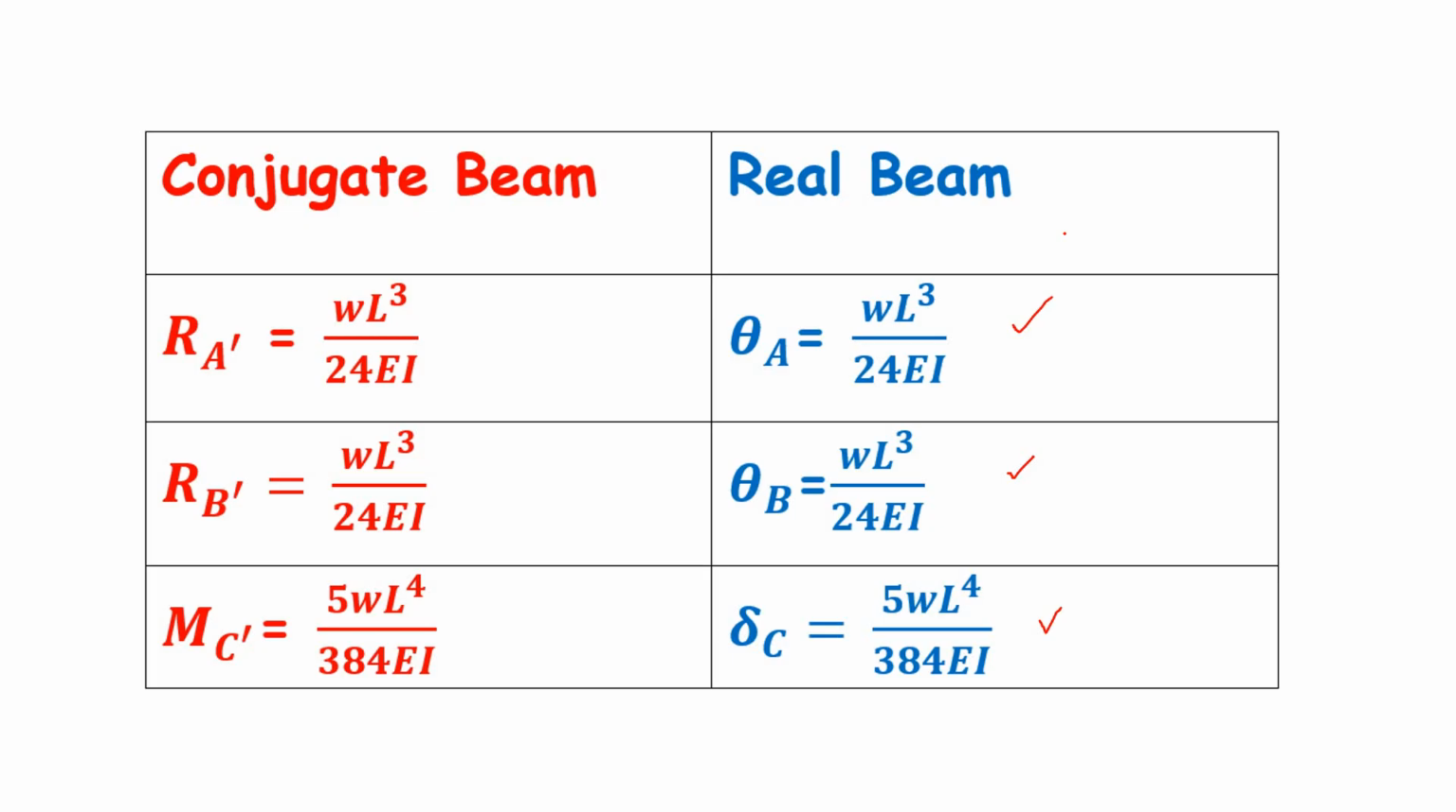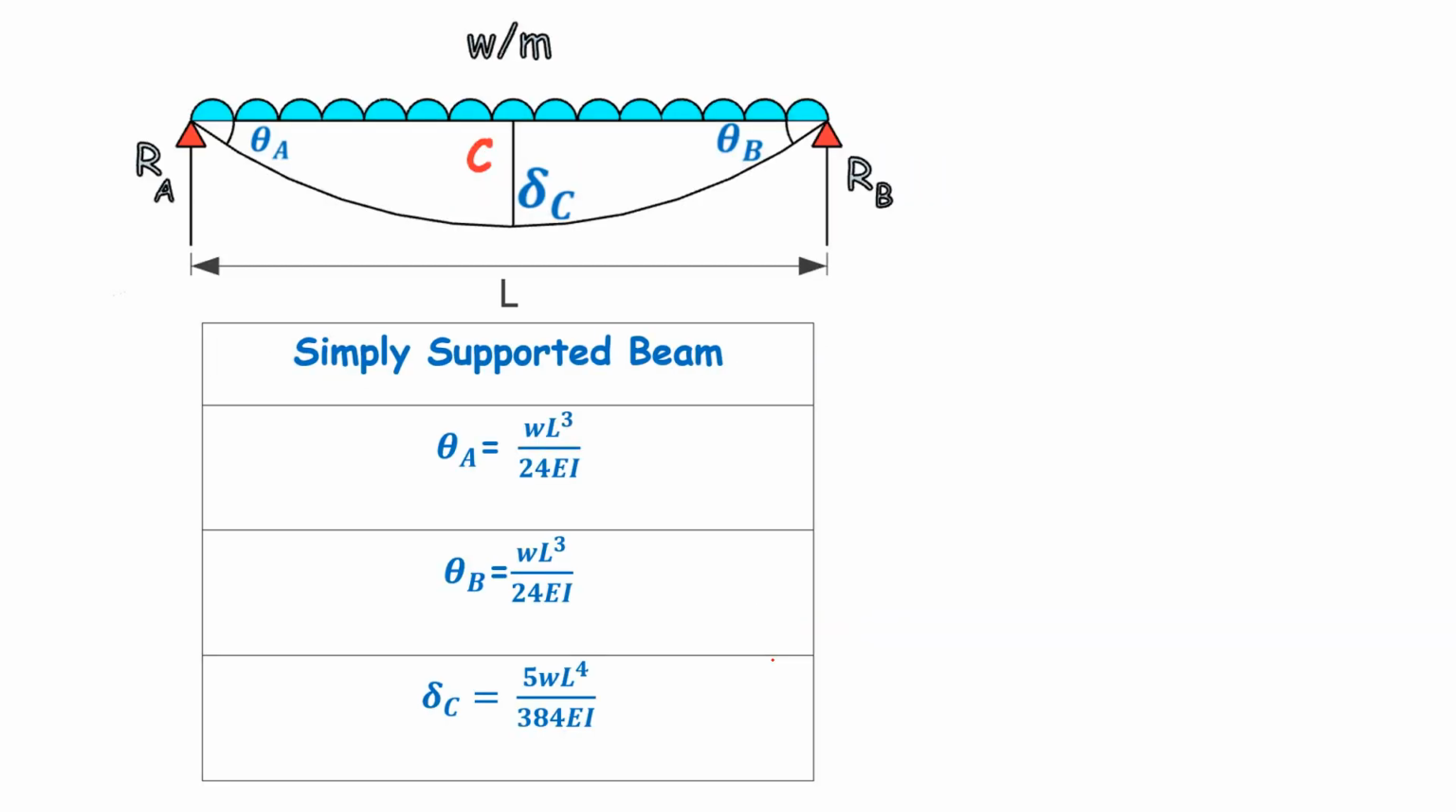Now we have derived the slopes at point A and point B of the simply supported beam, and also we have derived the deflection at the center by using the conjugate beam method. So these are the values which we are interested in. You can use any methodology, such as the strain energy method also, but here I have used the conjugate beam method.